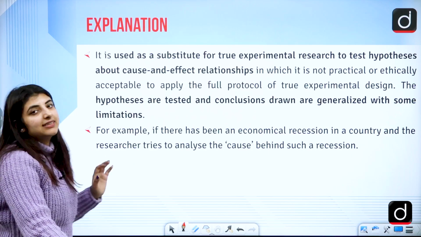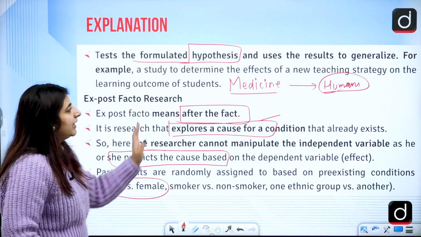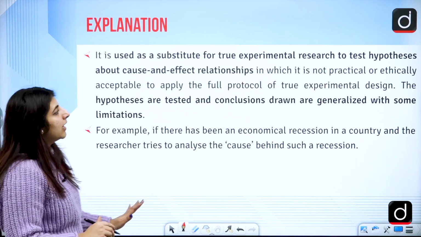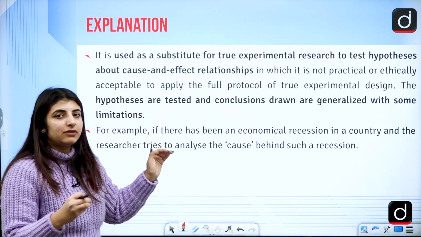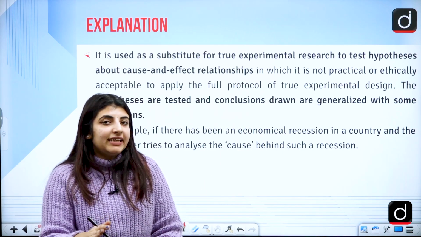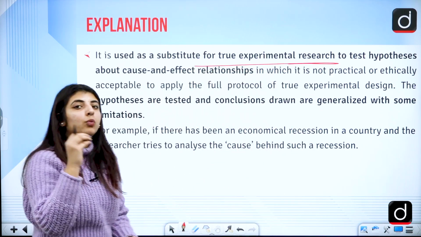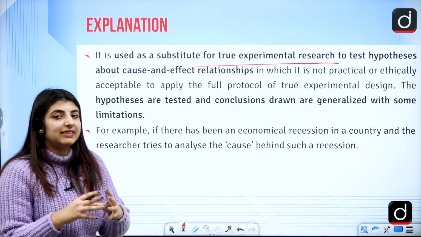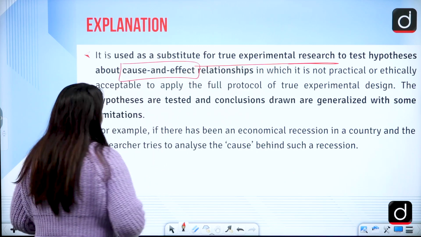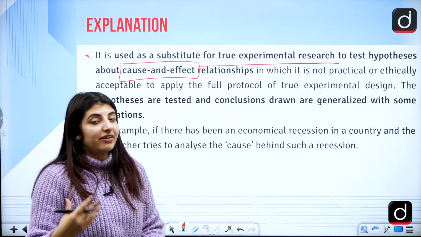It is used as a substitute of true experimental research. If we talk about this very design in experimental type, this is a true research experiment, true experimental design. But here, this thing ex post facto, because we are obviously going to see the causes which are there, we will be seeing it as a substitute for true experimental research, where we will be testing hypotheses, we will be testing statements, and we will be seeing the cause and effect relationship. Right? In the experimental research, we obviously see the cause and effect relationships and we generalize those things.